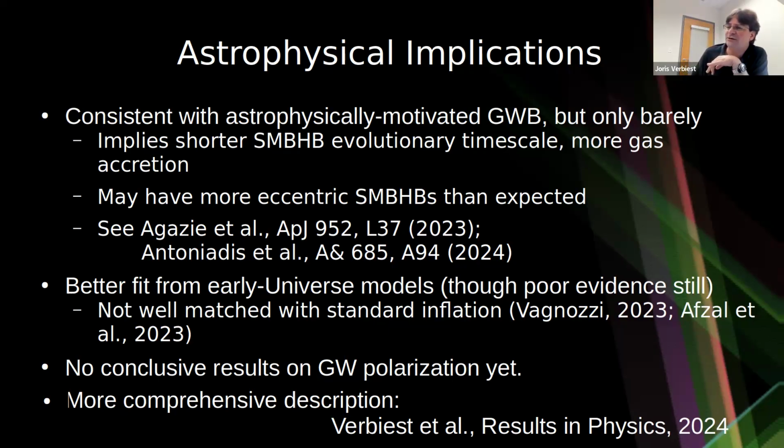I put the reference here. This is a review paper I wrote following the 2023 results, just to summarize where we all stand. And we go into a bit more detail on the various types of sources that could be expected there. But these are the two main ones that we're currently looking at: the non-standard physics of the early universe, and then the supermassive binary black holes.